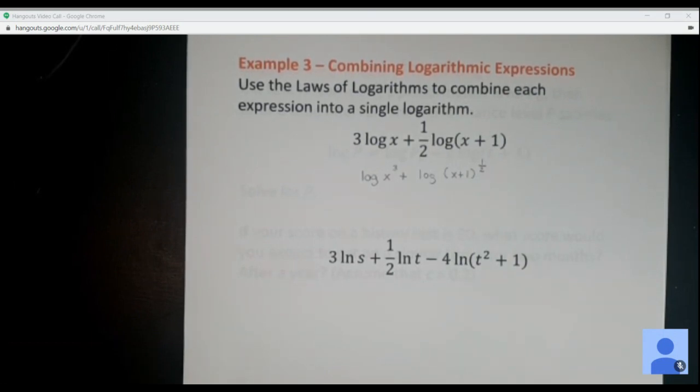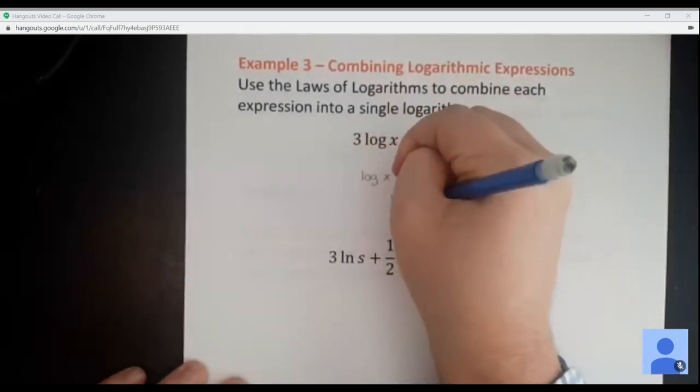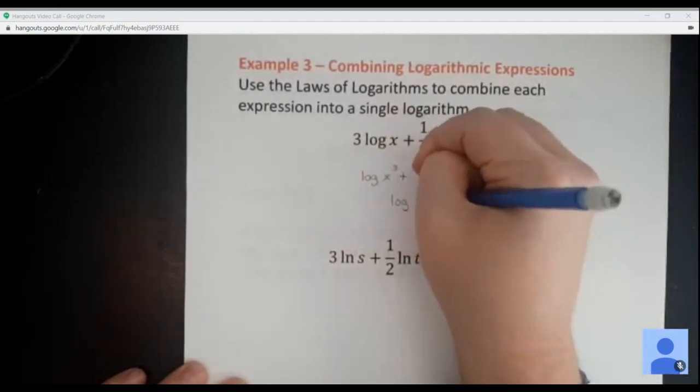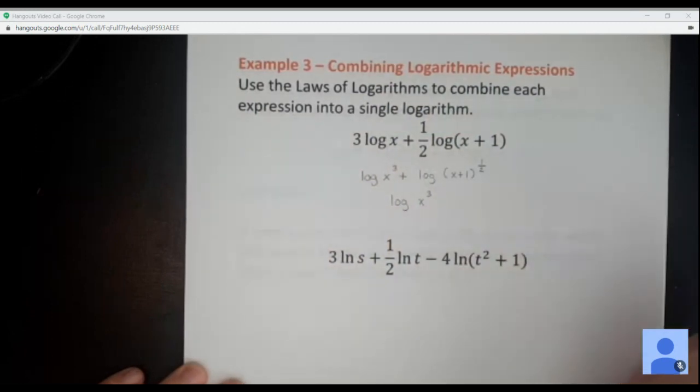Now what can we do? Good. So since we have addition here, we have the same base on both of our logarithms. I'm going to put them together into a single log using multiplication. So that's going to give me x cubed. And in this case, what's another way we could write this x plus 1 to the 1/2 power?